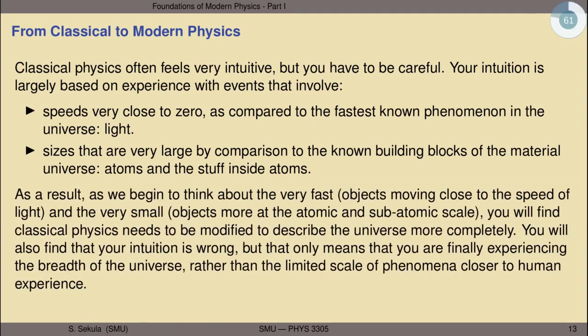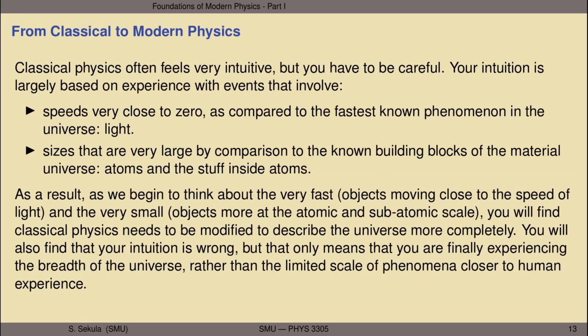And so as a result, as we begin to encounter phenomena, and this was true of physicists at the end of the 1800s, as you begin to encounter phenomena that are very fast or very small, so objects moving very close to the speed of light, or objects that are really more at the atomic or even the subatomic scale, the things that make up the atoms, you begin to find that classical physics needs to be modified to describe the universe more completely. It works for slow things at large scales, like human scales, or planet-size scales, or even bigger. But it breaks down in regimes where it was never designed to operate, the very fast and the very small.